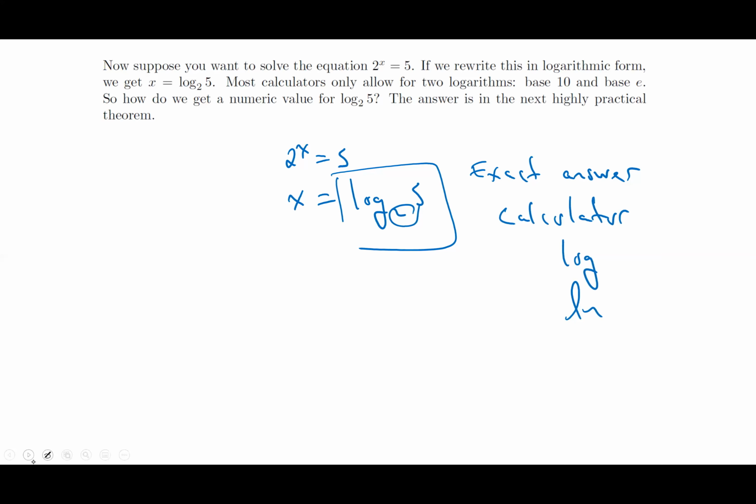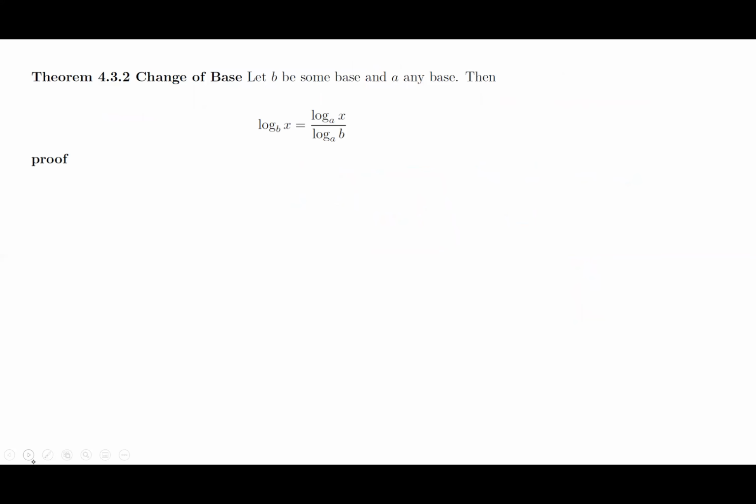Okay, let's see. We have this change of base formula, which is very, very useful because it says that log base b of x is log base a of x over log base a of b. And that a can be any base, any base. So if I'm looking at my calculator, I can use log base e or log base 10. All right, well, let's prove this and see what happens.